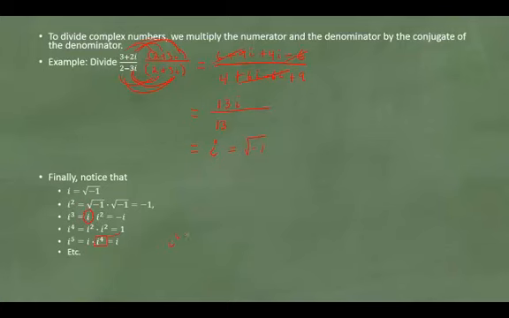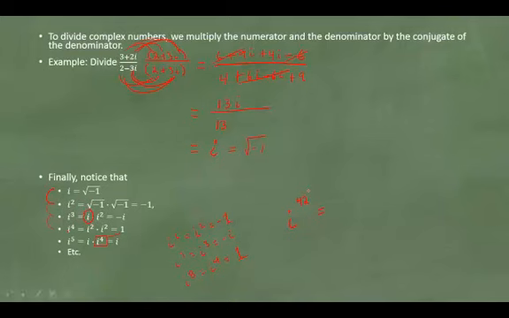i to the sixth is the same thing as i squared. i to the seventh is the same thing as i cubed. i to the eighth is the same thing as i to the fourth. So you don't have to remember these after i to the fourth, because they'll be the same. The cycle repeats after 4 times. 1, 2, 3, 4.